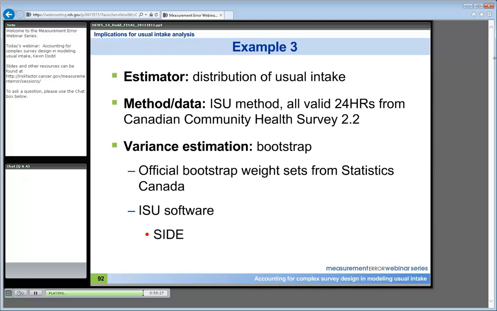Alternatively, you might want to estimate the distribution of usual intake from the Canadian Community Health Survey, and here you might want to apply the ISU method to, again, all valid 24-hour recalls from that survey. Now, as I mentioned before, Statistics Canada recommends using the Bootstrap procedure, and they actually provide you with official Bootstrap weight sets just for this purpose. But since you're using the ISU method, you have to use the ISU software, either the original version, it's called SIDE, or one of the later versions, C-SIDE or PC-SIDE.